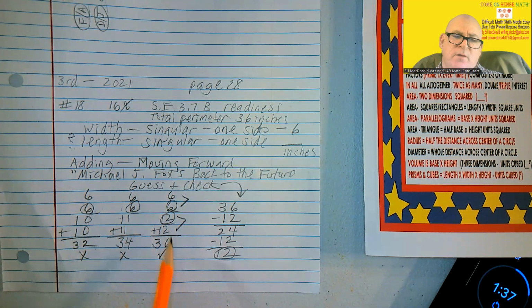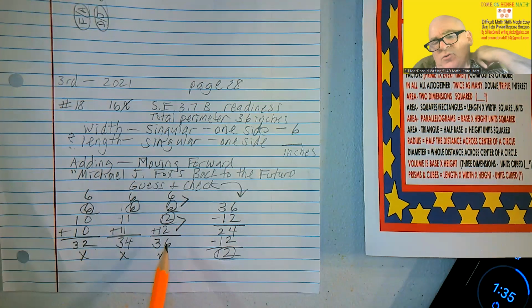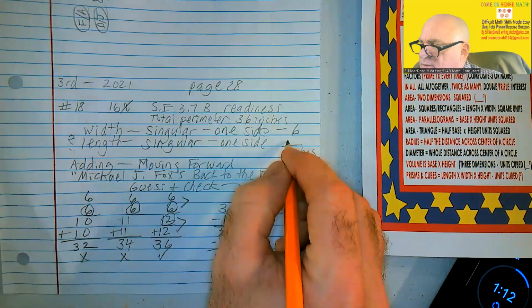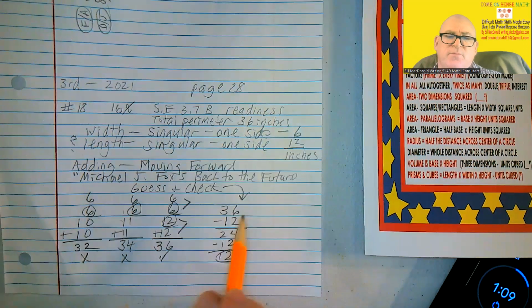And so what happened in most cases, most of your students who knew how to subtract, they didn't give the length as in singular. They gave the lengths as in plural, the 24. So that's why I made sure I only circled one length when I was doing this Back to the Future adding, and I circled one width. So the answer would be 12 inches, but let's check it, guess and check with Michael Jackson's Moonwalk.